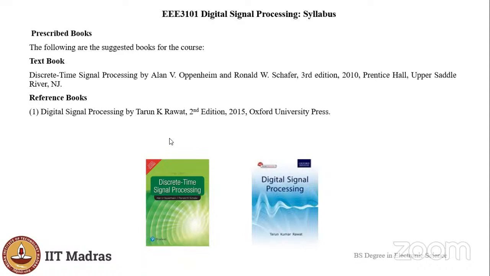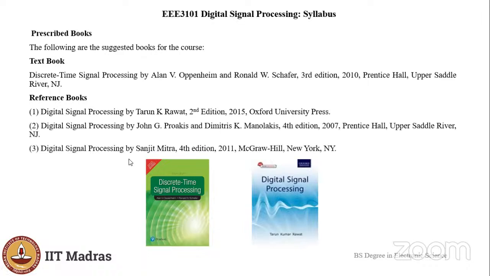There are two more books which are actually good. If you want, you can refer to those also. One is Proakis, and the other one is Sanjit K. Mitra. This Sanjit K. Mitra is a very good book. But for the portions that Sir is handling, he will be telling you the sections from Alan V. Oppenheim and from Tarun K. Rawat, which you can read for better understanding. These two textbooks are what Sir is referring to more. Any other question?